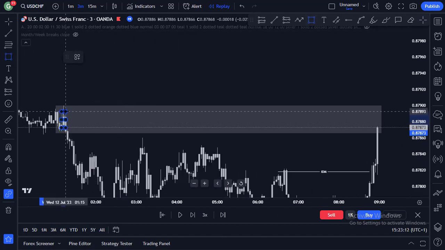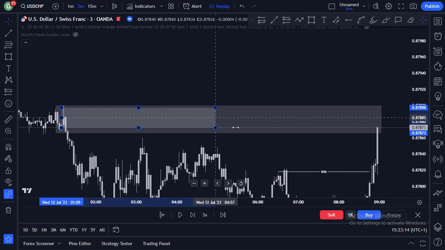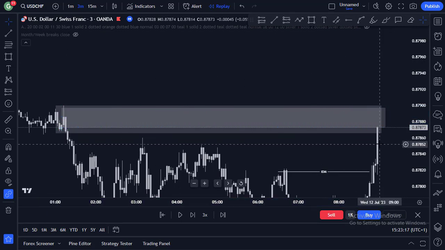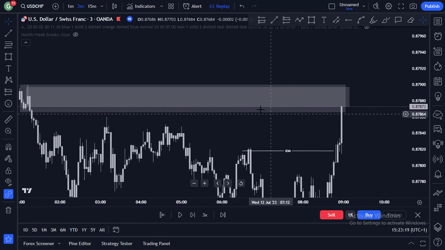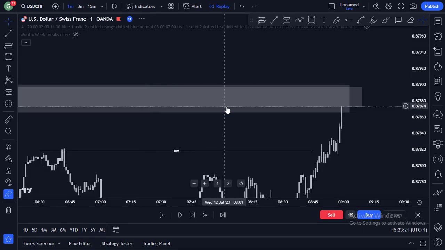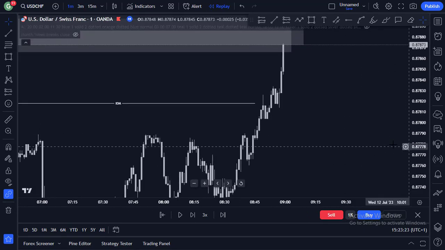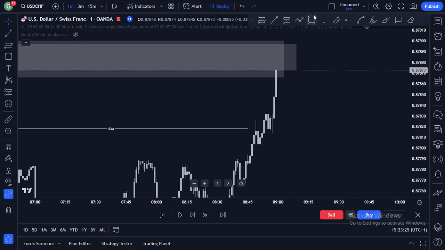Okay, so if I mark this, this becomes my refined 15 minutes POI, and you can see the price has nicely mitigated that POI. So we can look at the 1 minute chart now and see if we can find an entry. And what are we looking at? We are looking for a very simple flip from demand to supply.